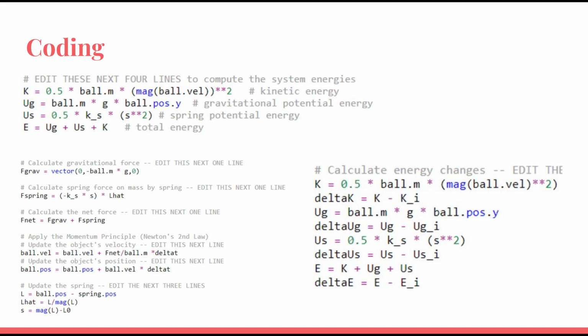I calculated S using the formula S equals L minus L naught. I calculated kinetic, gravitational potential, and spring potential energy. Next, I calculated the gravitational force and the spring force, and then found the net force by adding those two components together. Then I used the velocity update and position update equations to update the ball's velocity and then position. I updated S with the new ball position, and finally I calculated the change in kinetic, gravitational potential, spring potential, and total energy.